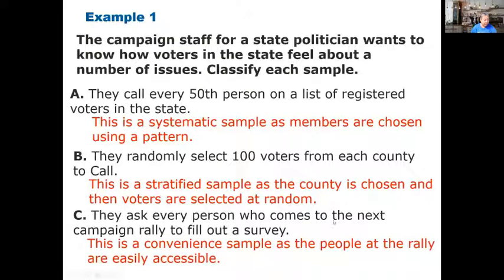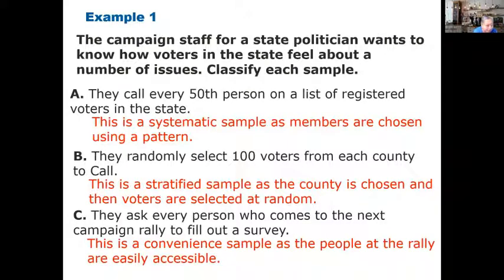Yeah, that's a convenience because they just wait until the event happening, right? So there's gonna be campaign rally anyway, right? And then people will gather together for the rally, then they can conveniently make the sample with the people within the campaign rally.